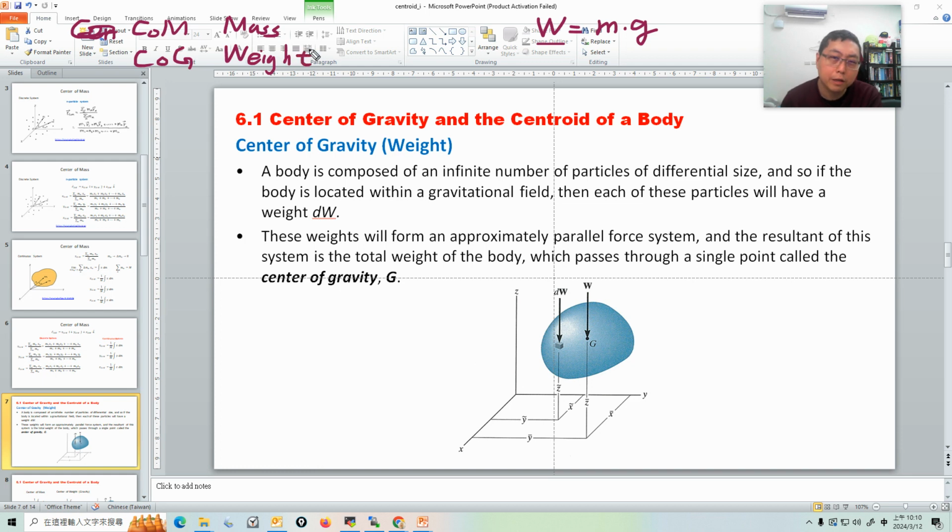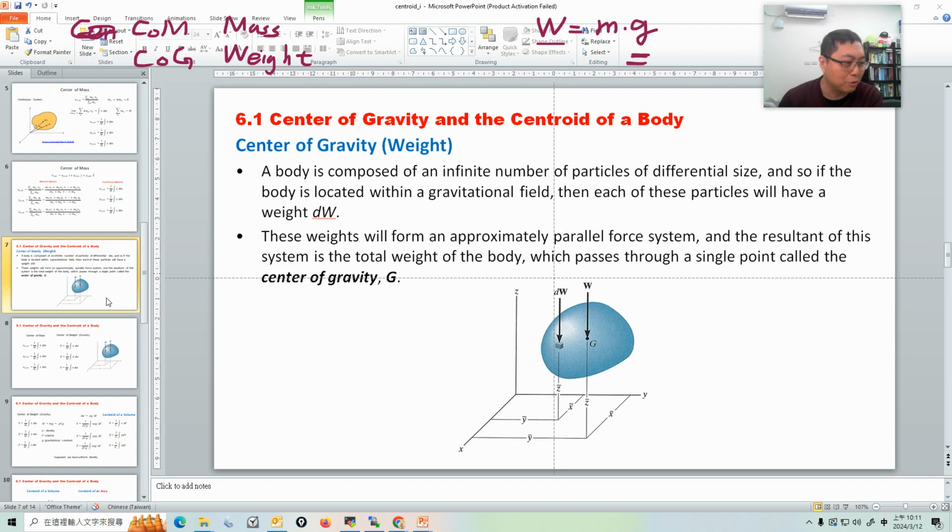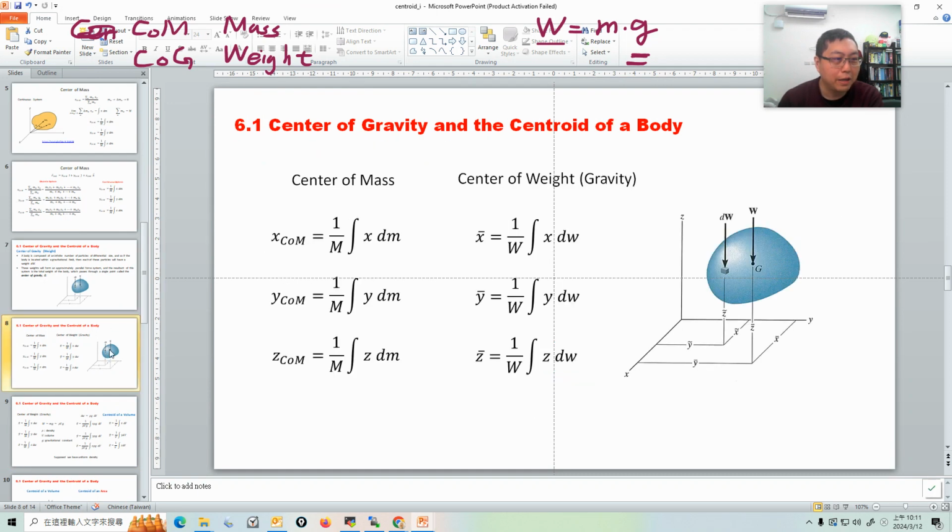Because in a typical case, the gravitational constant is all the same. On the Earth, we can treat the gravitational constant as the same everywhere. So actually, the center of mass is equal to the center of gravity. This looks very trivial. Just as I said, for center of mass we care about mass, and then we just switch the mass to the weight.